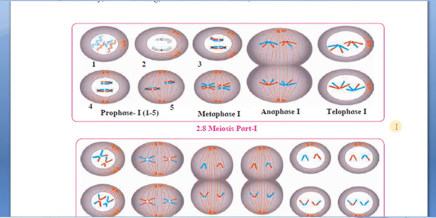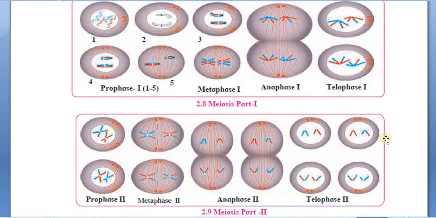See meiosis part 1 and meiosis part 2. These are the figures given in our book. In those figures, there is 1, 2, 3, 4, 5. These are the 5 stages of prophase 1, metaphase 1, anaphase 1 and telophase 1. In telophase 1, 2 daughter cells are formed.